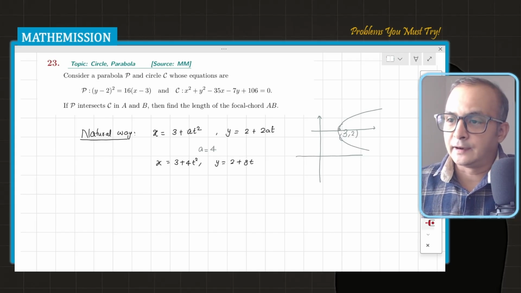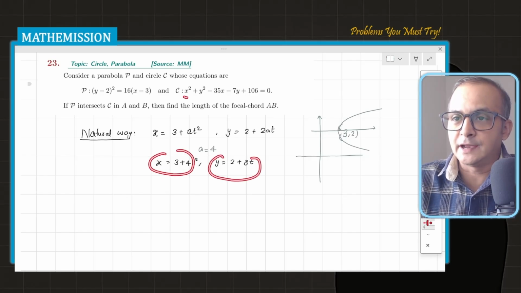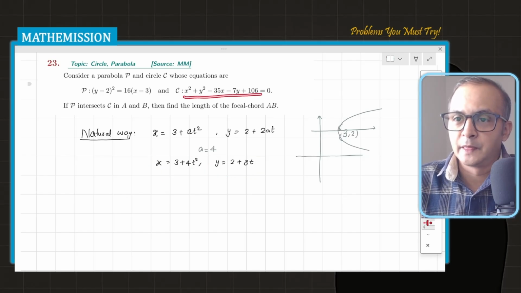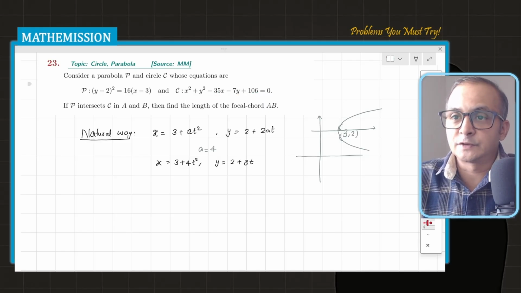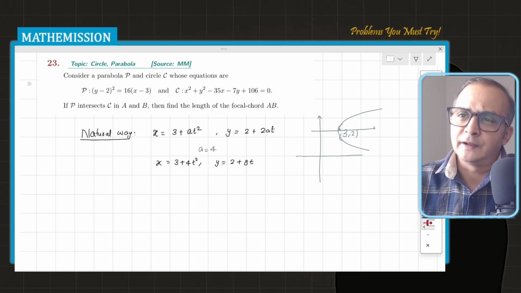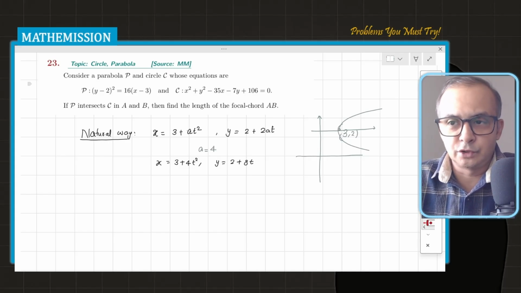And now the turn is to substitute these values of x and y in this giant equation of the circle. Of course, nobody will like it because x will be 3 plus 4t square the whole square, y will be 2 plus 8t whole square, and so on. But if you are patient enough to do this kind of calculation, you will do it. The answer will come in a very natural way.